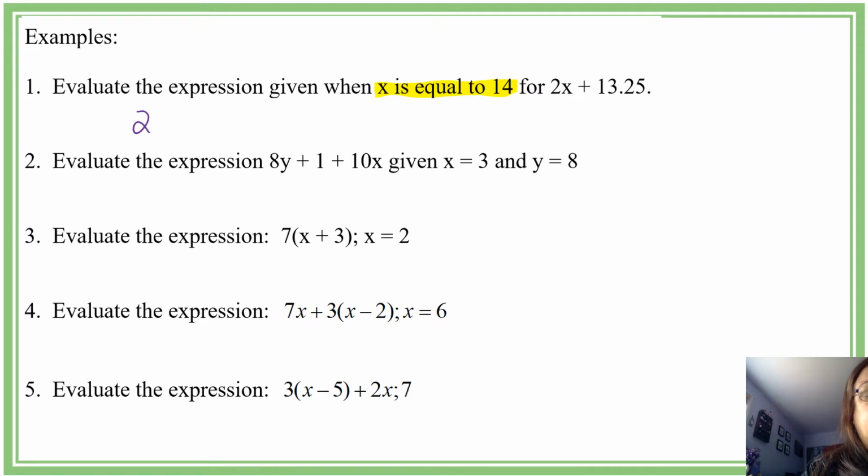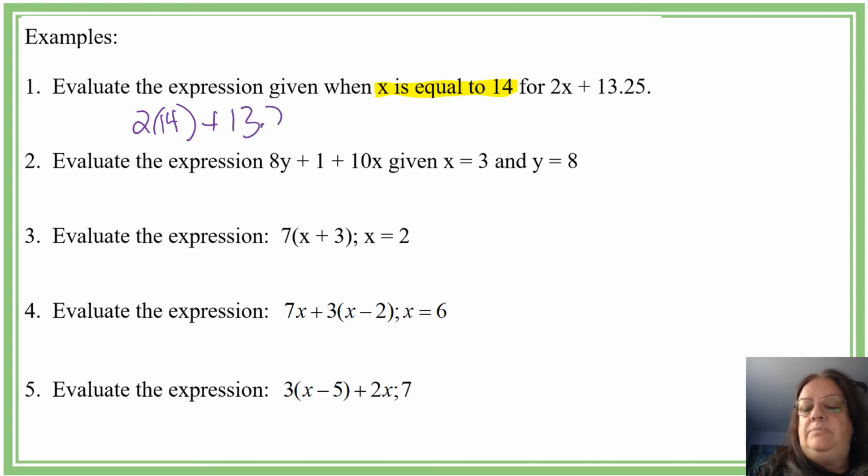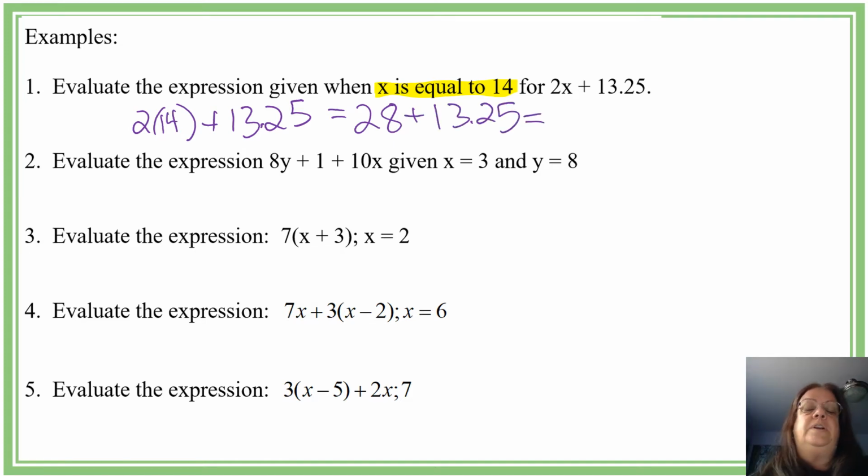So we have 2 times 14 plus 13.25. 2 times 14 is 28. Okay, 28 plus 13 is going to be 28, 38, plus another 3 is 41.25.